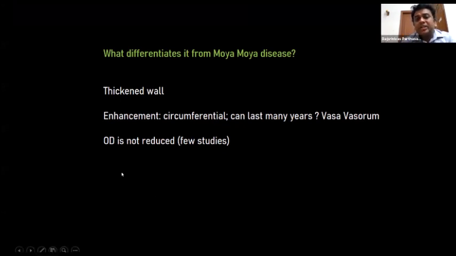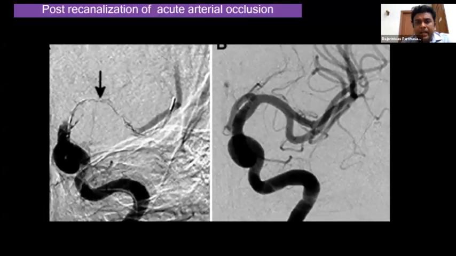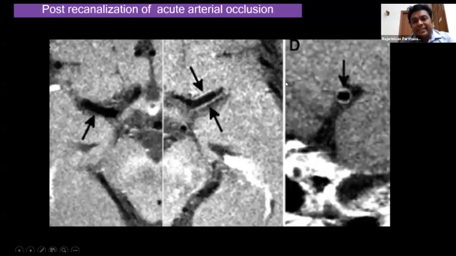time. They say that the outer diameter is not reduced in radiation arteriopathy, unlike in moya disease. Some of the pitfalls: we know that after recanalization, you can get enhancement.